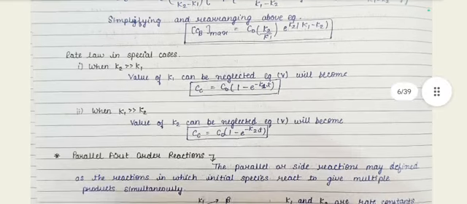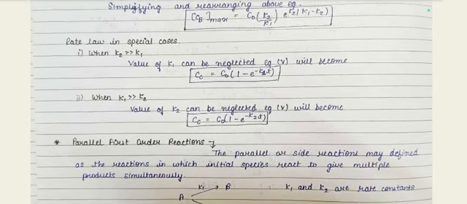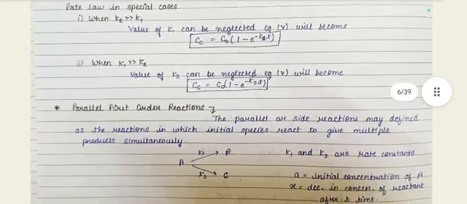Rate law in special cases: when k2 is greater than k1, the value of k1 can be neglected. Equation 5 will become C equals C naught into 1 minus e raised to power minus k2 into t. When k1 is greater than k2, the value of k2 can be neglected. Equation 5 will become C equals C naught into 1 minus e raised to power minus k2 t.